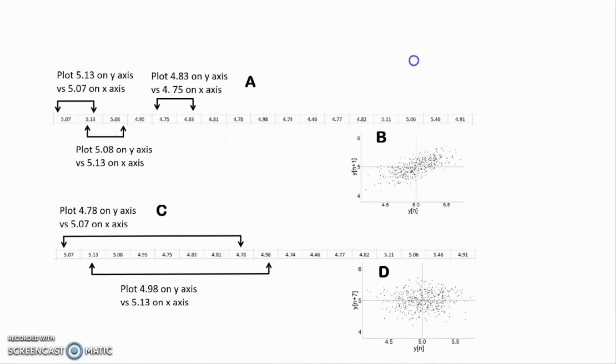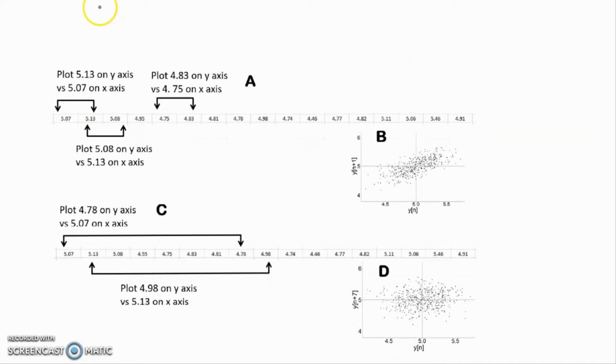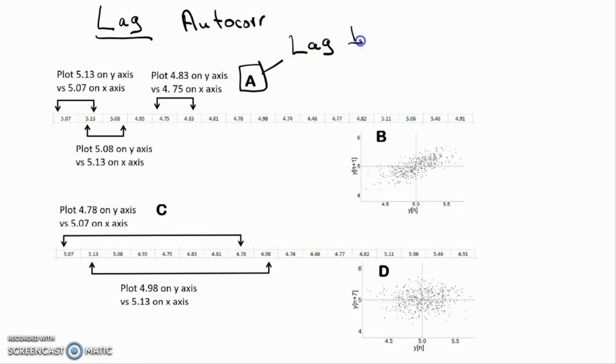So in this figure, what I want to do is talk about the concept of lag, which is very important when you're dealing with autocorrelation. So in A, we're having autocorrelation with a lag of 1. So what does that mean? What it means is we've got a whole series of numbers that are shown here. And I'm going to take the first number, 5.07, put that on the x-axis, and jump 1. I'm going to have a lag of 1 and put 5.13 on the y-axis.